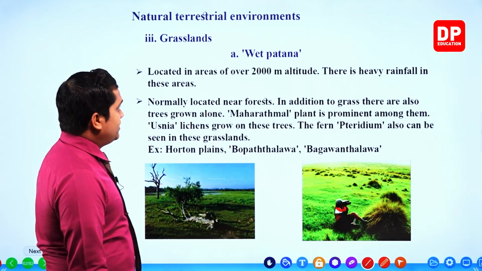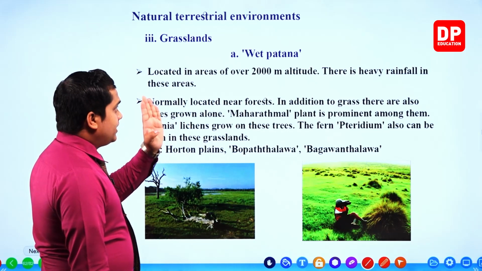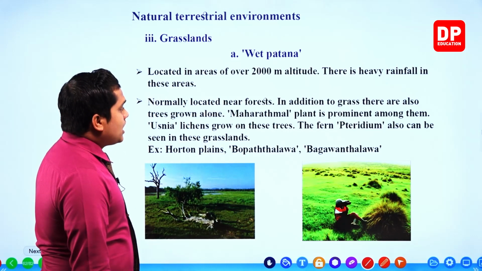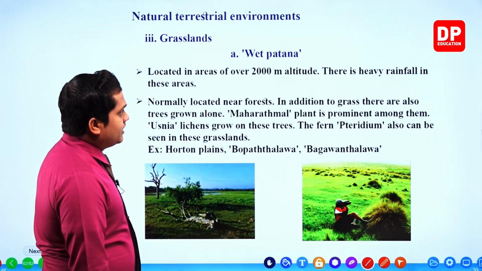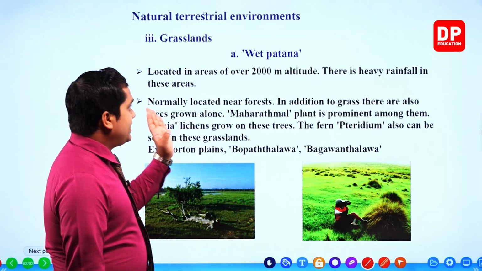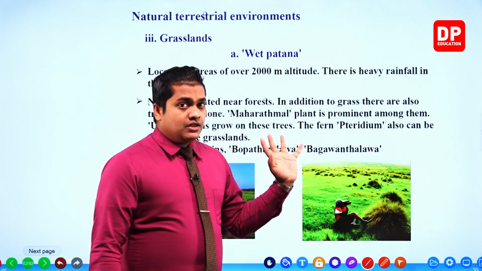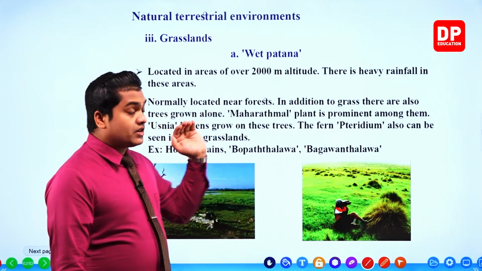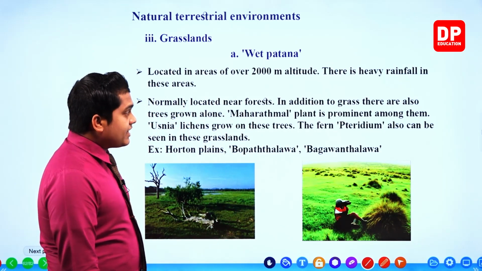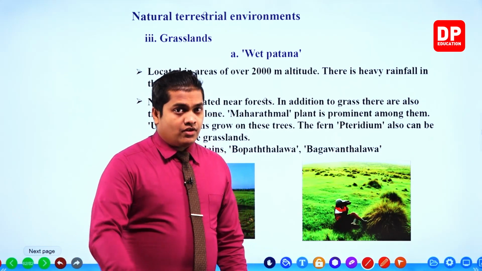First of all, it is given wet pathana, right? Wet pathana. Under grasslands, the first one is wet pathana. Located in areas over 2000 meters altitude. There is heavy rainfall in these areas. So wet pathana is located in areas with a greater altitude. Then the other thing is that there is heavy rainfall within these areas.